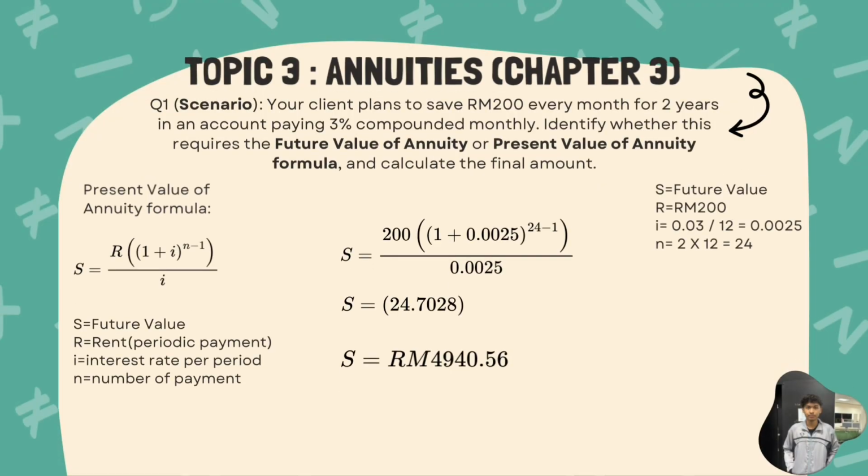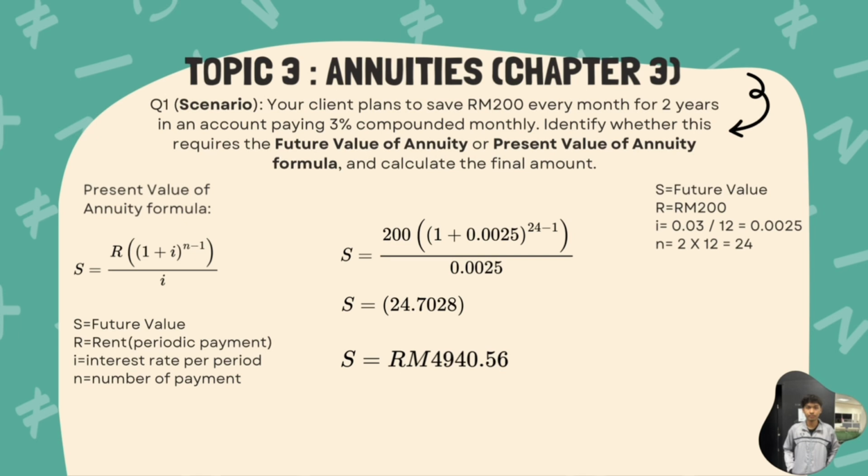Topic 3. Annuities. Question 1. Your client plans to save 200 ringgit every month for 2 years in an account paying 3% compounded monthly. Identify whether this requires the future value of annuity or present value of annuity formula and calculate the final amount.